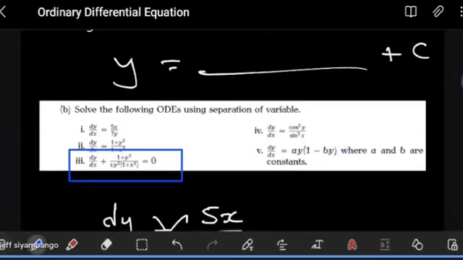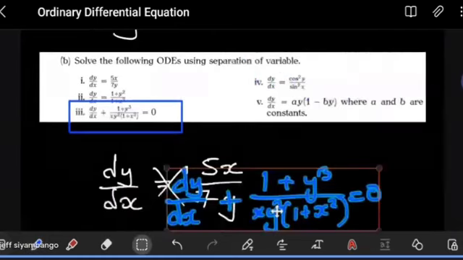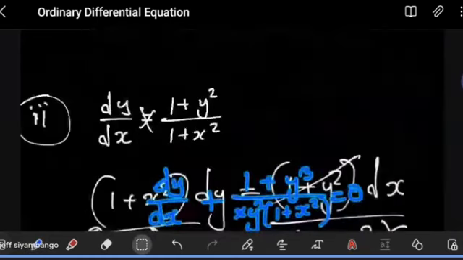So for number 3, what we have is dy dx equals 1 plus y to the power 3 over x y squared, then we have 1 plus x squared equals 0. Okay, that is not an equal sign, this is a plus here. So this is what we have. Again, separation of variables, straightforward. Let's see if it is straightforward indeed.